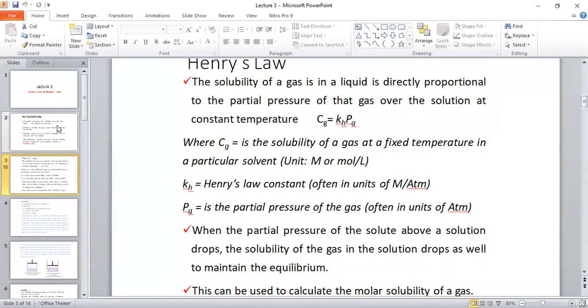So if the partial pressure of the gas above the solution drops, the solubility of that gas in the solution will also drop to maintain an equilibrium. That means if you reduce the partial pressure of the gas above the solution, the solubility will reduce to balance up the equilibrium. And also, if you increase the partial pressure of the gas, solubility will increase to maintain that equilibrium.